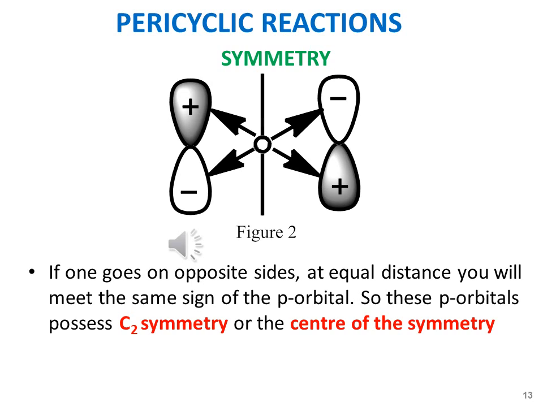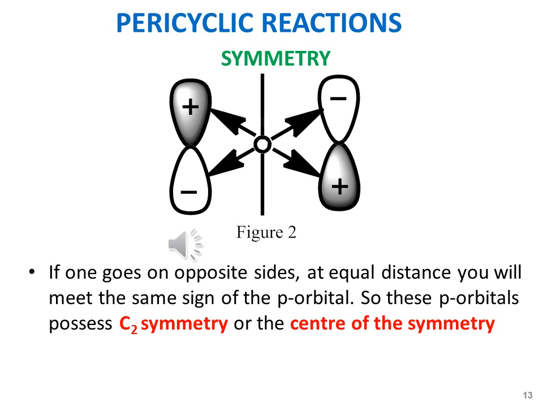Here in this picture, I have shown the two p orbitals. One has the positive lobe on the upper side and the negative lobe on the lower side, whereas the second p orbital has the positive bearing lobe on the lower side and the negative bearing lobe on the upper side. These two p orbitals are separated by a mirror plane. The center of this mirror plane is shown with a small circle. If one goes to opposite sides at equal distance, one will meet the same sign of the p orbital. So these p orbitals possess C2 symmetry or the center of symmetry. However, these two p orbitals don't possess the mirror plane symmetry because they are not the mirror image of each other.